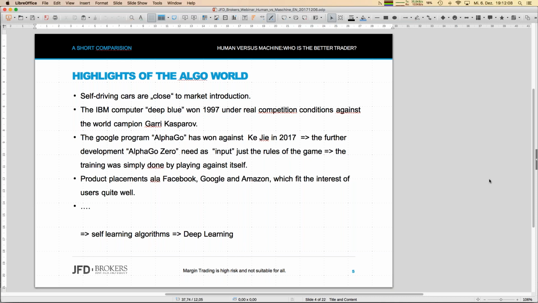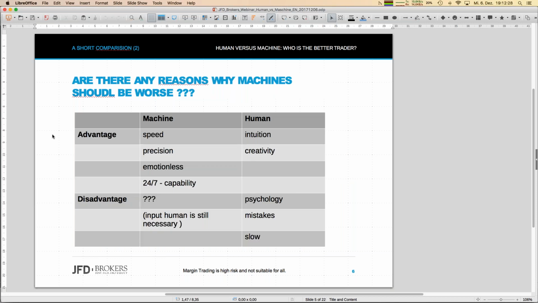Okay, so in between, I see the results of you saying who's a better trader, human or machine. And honestly, it's 50-50. So half of you is for the human, and the other half is for the machine. Let's see. Good. But now let's turn the question the other way around. Who is a better trader? Are there any reasons why machines should be worse? Let's ask this way. Because they can learn so many things, as presented in my last slide.